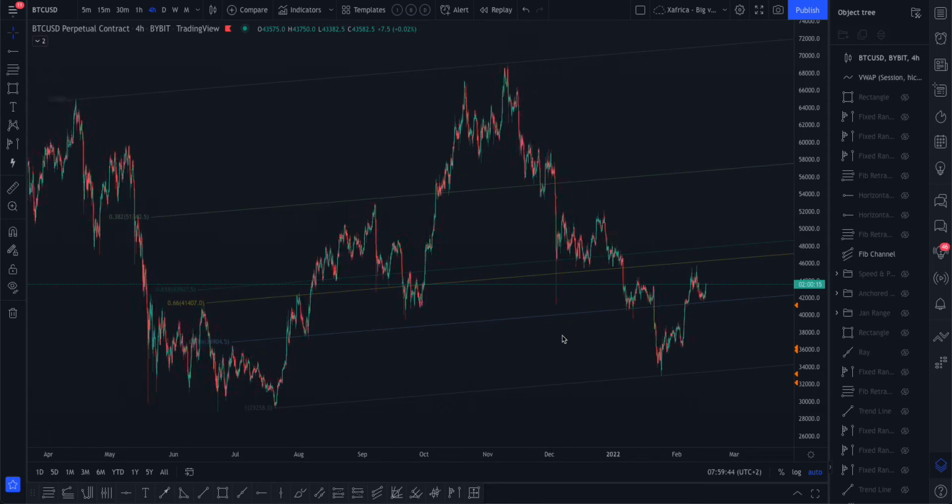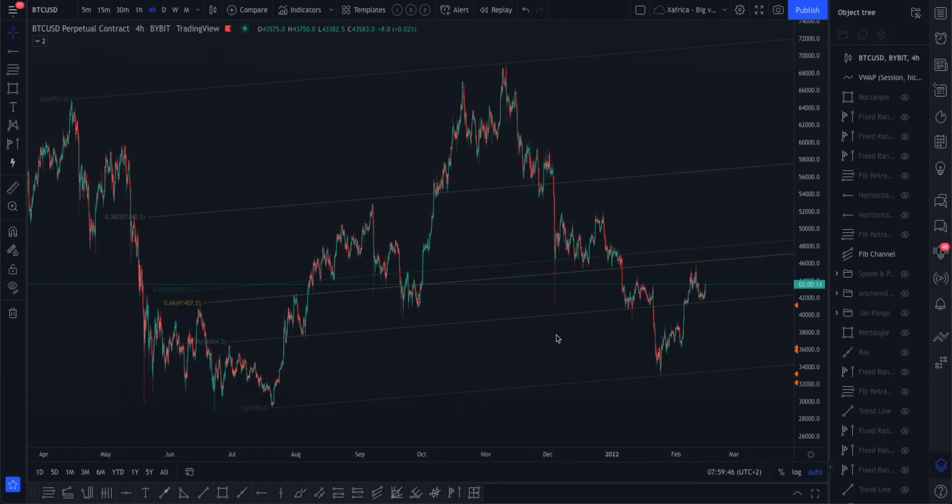Zoomed out view here on the Bitcoin chart. I'm going to stick to my slightly zoomed out approach. A big reason is also that we are in an area or at a price level which is quite crucial for my slightly zoomed out view.